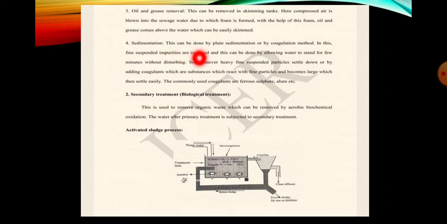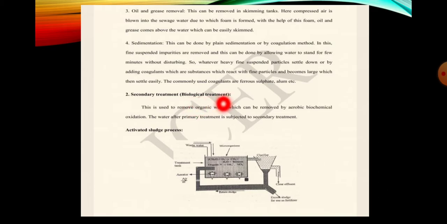Sedimentation can be done by plain sedimentation or coagulation methods. In these methods, fine suspended impurities are removed by allowing the water to stand for a few minutes without disturbing. The fine particles, by adding coagulants, become larger particles and can be easily removed.